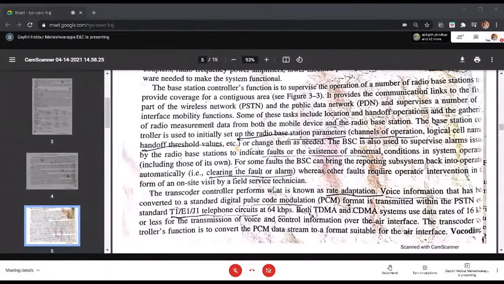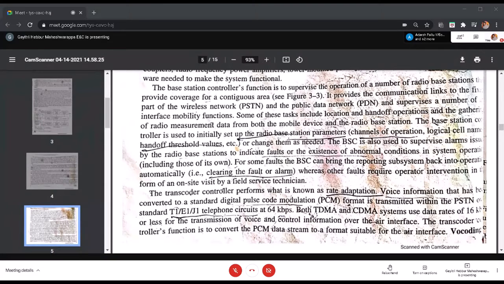Say for example, in your particular area, if the antenna does not provide the proper coverage, a field officer or a technician will go there and adjust the coverage of the antenna, or tilt the antenna position. So that requires operator intervention. It cannot be controlled by the BSC. The BSC has to identify where exactly it is not covering the area and other things.